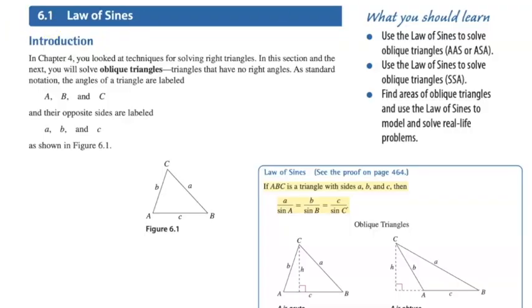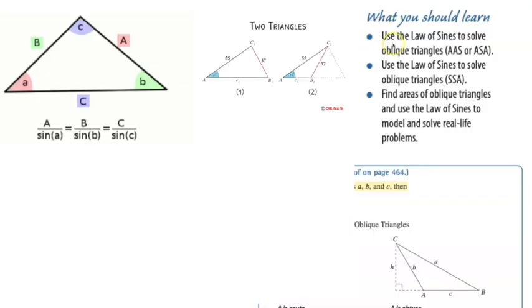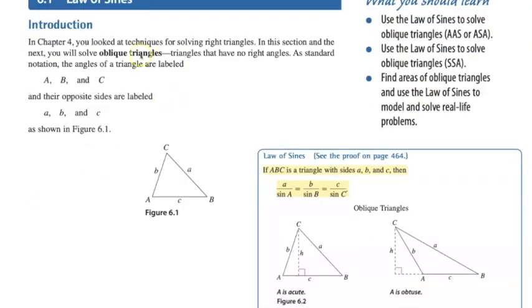6.1 Law of Sines, what we should learn. We should learn how to use the Law of Sines to solve triangles and how to solve real life problems. Really what we're solving is oblique triangles, and that just means non-right angle triangles. We know how to solve right angle triangles: SOHCAHTOA, a squared plus b squared equals c squared. But we're going to try to solve non-right angle triangles.